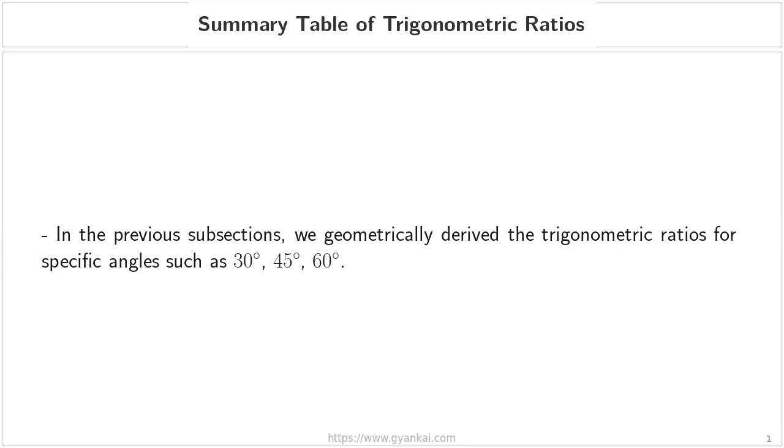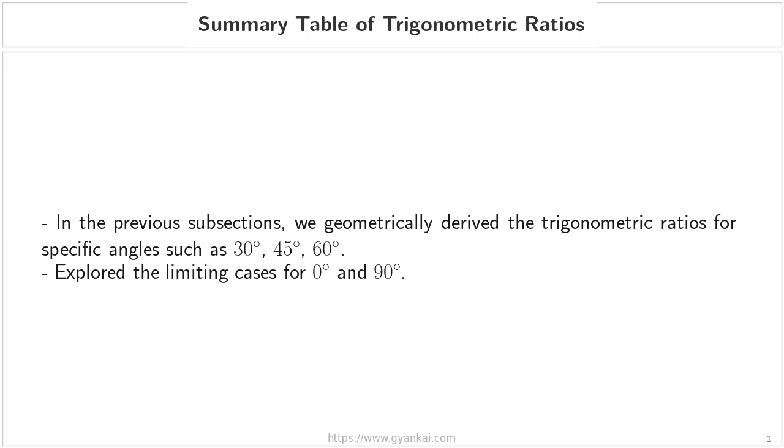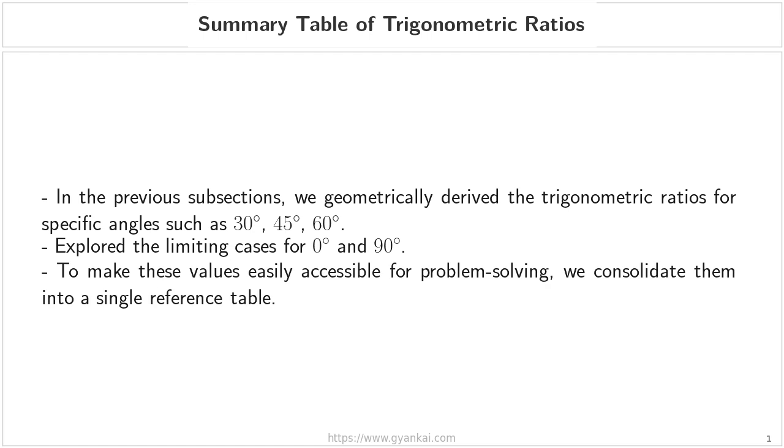Welcome, everyone. Before we dive into our main topic today, let's take a moment to reflect on what we have already covered. In our previous lessons, we didn't just memorize numbers. We actually used geometric methods to derive the trigonometric ratios for specific, important angles, specifically 30 degrees, 45 degrees, and 60 degrees. We also looked at what happens at the extreme ends, exploring the limiting cases for 0 degrees and 90 degrees. Now, while deriving these from scratch is great for understanding the why, it can be quite time-consuming during an exam or a complex problem.